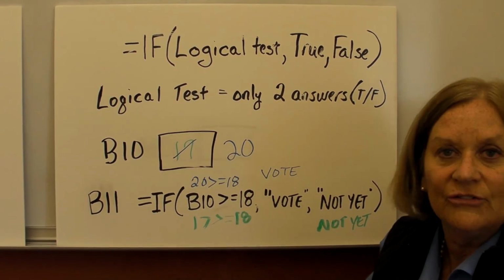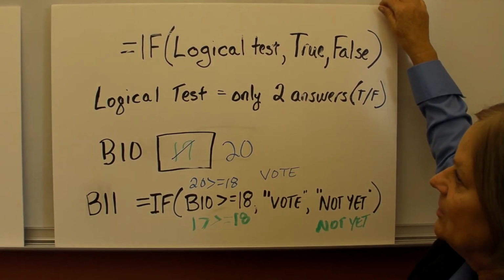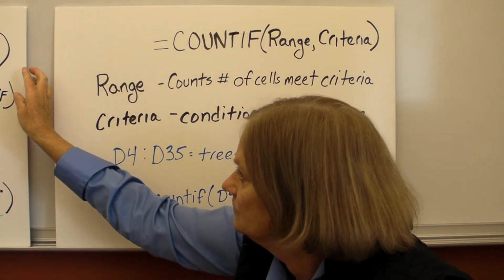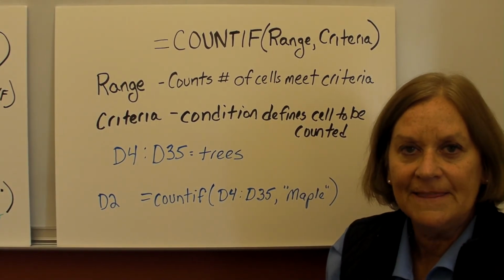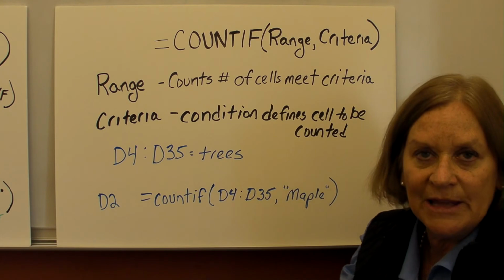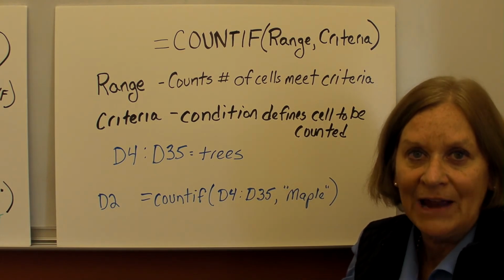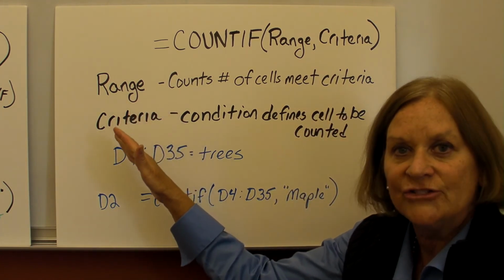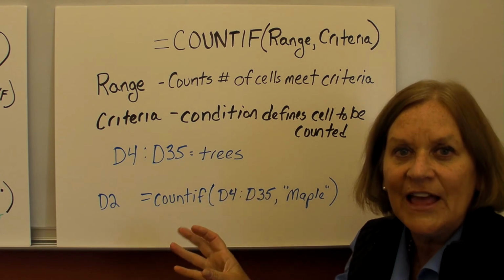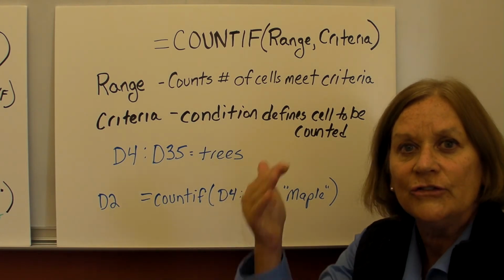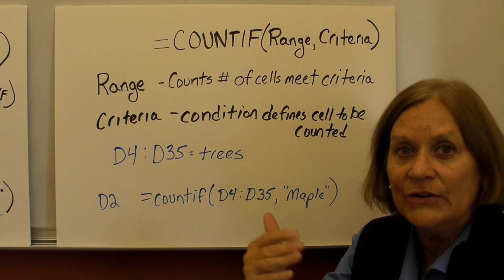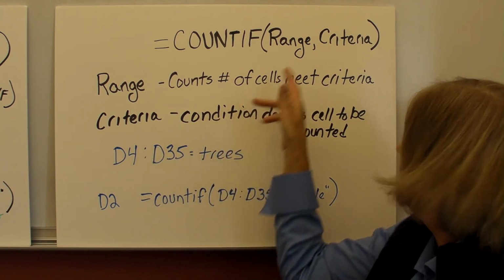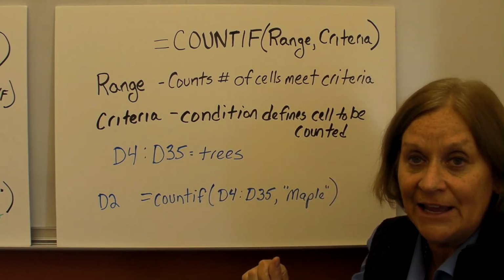Now, along with IF, another function that's somewhat similar, a little different, is COUNTIF. And COUNTIF works in this manner. We have 2 arguments. The first argument needs to be a range, and the second argument is the criteria. Now the range is the range of cells that's going to contain the values you want to count if those values meet the criteria or condition that is described in the second argument.